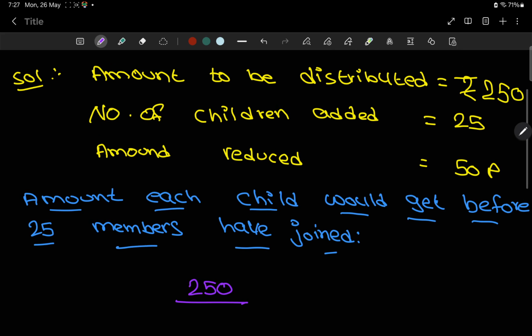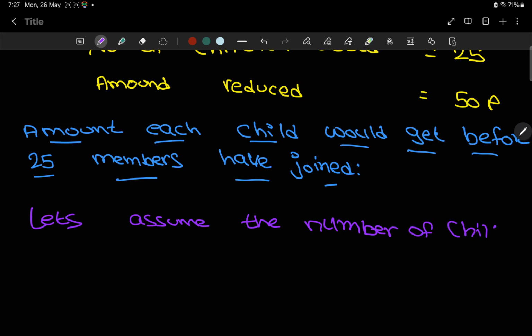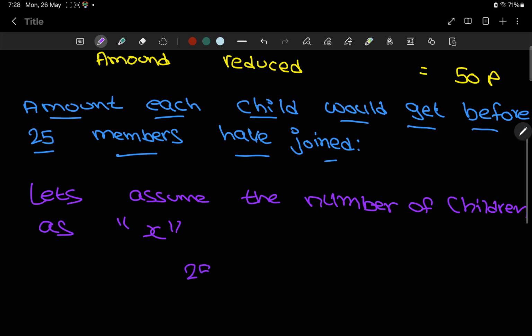Let's assume the number of children as x. Let's write it here. Let's assume the number of children as x. So it would be 250, the whole amount, by x.